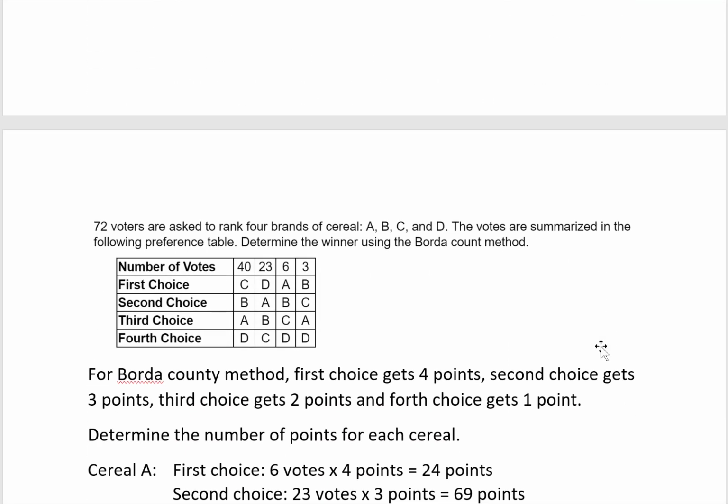72 voters were asked to rank the 4 brands of cereals, again, A, B, C, and D. The votes were summarized in the following preference table. Determine the winner using the Borda count method. For the Borda count method, first choice gets 4 points, second choice gets 3 points, third place gets 2 points, and fourth choice gets 1 point because there's 4 choices.